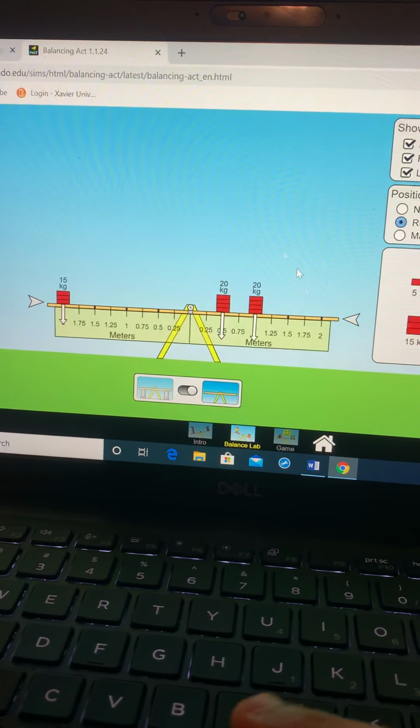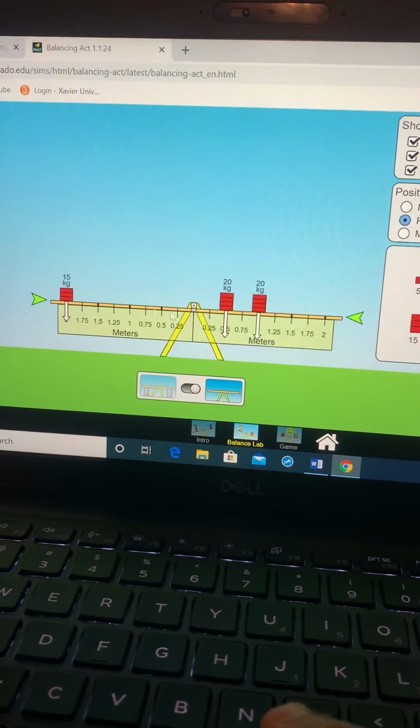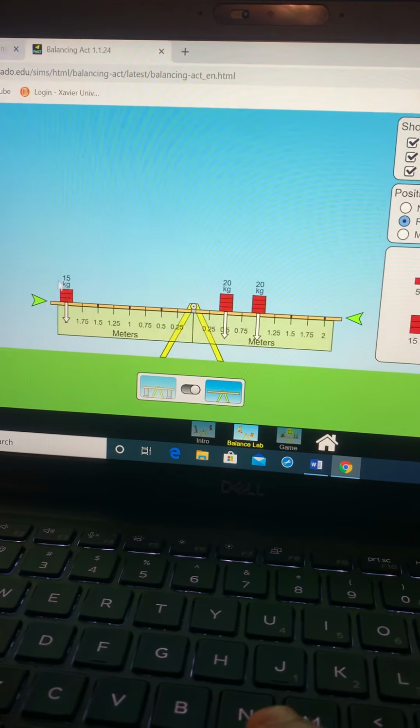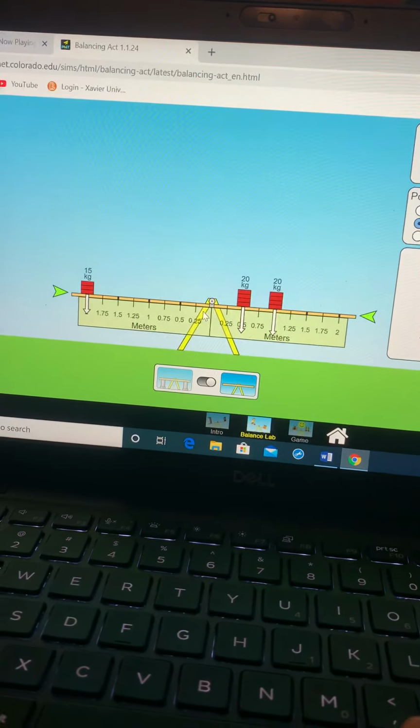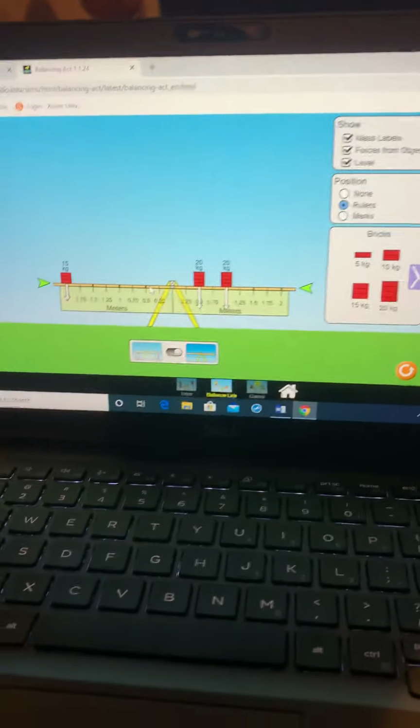Even though this side has more mass, they are equal because the distance is greater for this 15 rather than for these two right here. And that's basically what it is. Even though we can't directly move the sensor, you can always use different examples to figure it out.